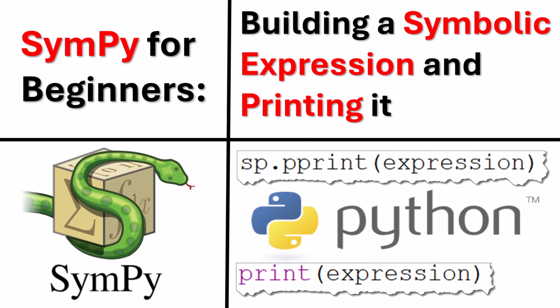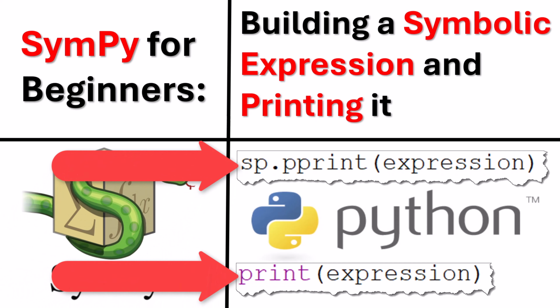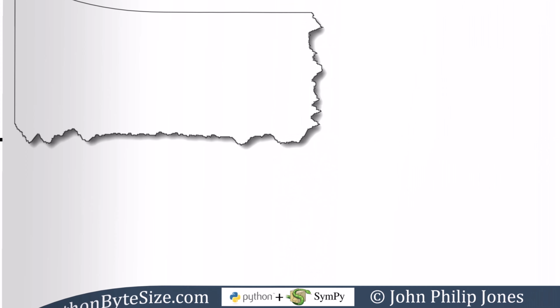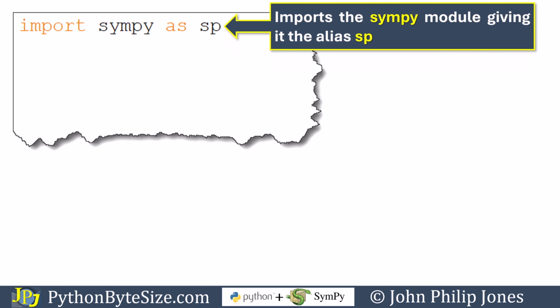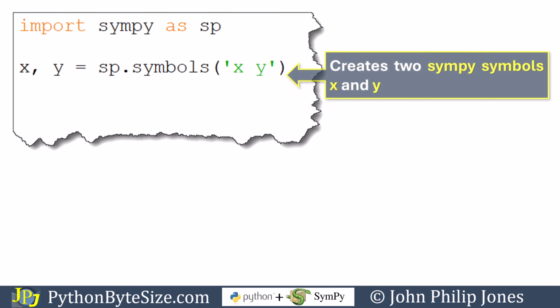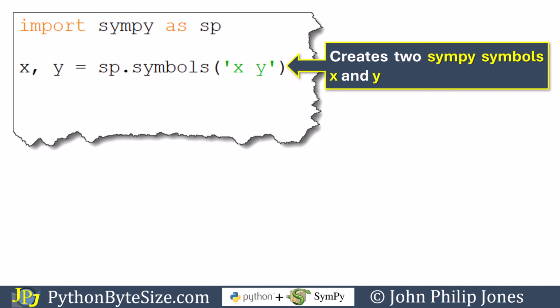In this video, I'll take a look at building a symbolic expression in Python using the SymPy module and using two ways of printing the expression. We can see that the first program statement imports the SymPy module, giving it the alias SP. The second program statement creates two SymPy symbols X and Y.